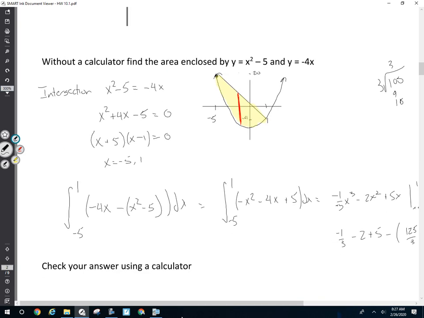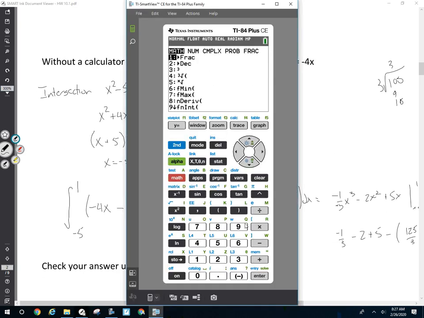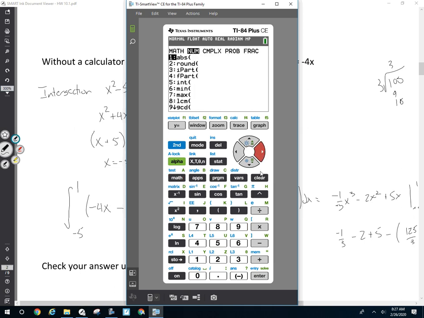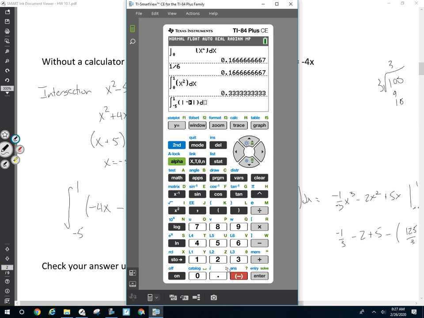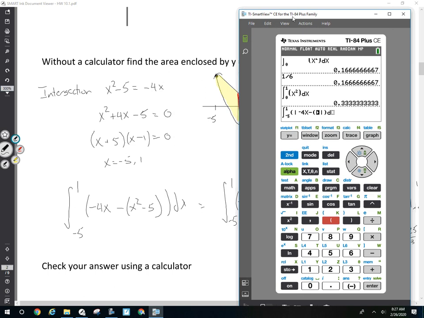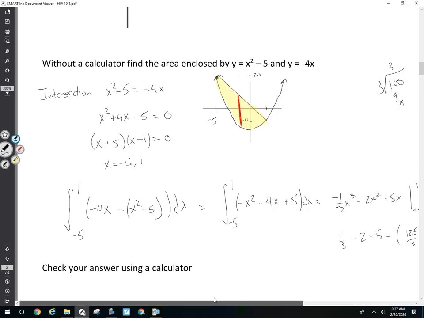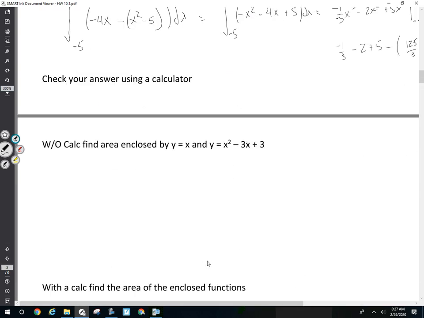Check your answer using a calculator. Gladly. Watch. You want to make sure you're doing things correctly. -5 to 1. Use an absolute value. -4x minus, make sure you're using a quantity, x squared minus 5. You could have done it in the opposite order. And there's your answer, 36. Boom. Check.